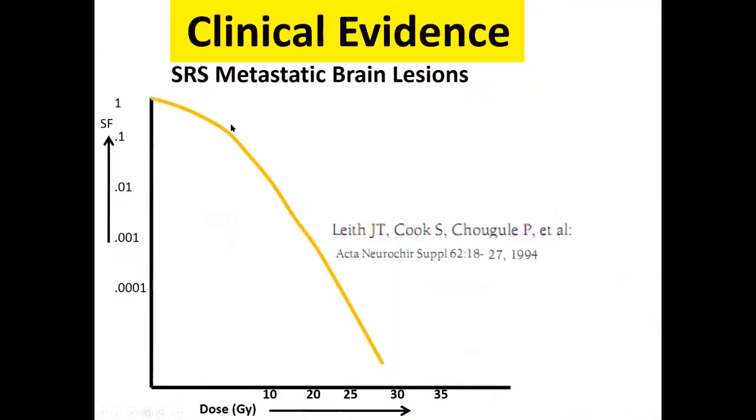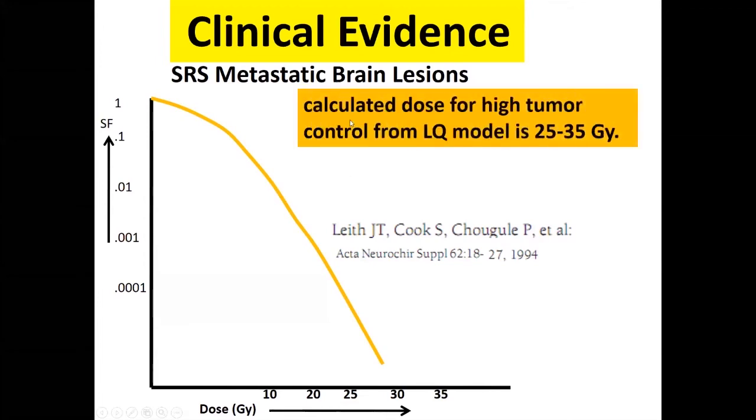Now, what are the clinical evidences? Now, clinical evidences come from this article. Here, the authors treated metastatic brain lesions with single fraction SRS. And what they did, they first calculated the isoeffective SRS dose from the linear quadratic model, and it comes out to be 25 to 35 gray. So if you concentrate on these cell survival curves, if you deliver 25 gray, it will reduce survival fraction to this extent, so that it translates into a tumor control probability of 80%. So this was calculated before treatment from the linear quadratic model.